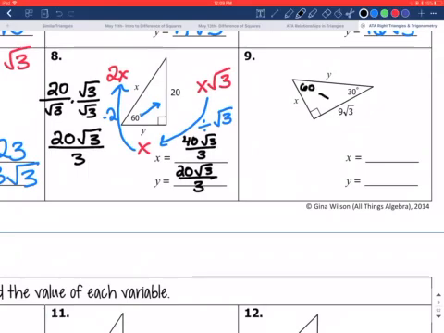There is 40 square root of 3 over 3, and all you're doing is multiplying that by 2. So for number 9, they really made it nice and easy for you, right? So that's 60 degrees. So this is the 60-degree side.